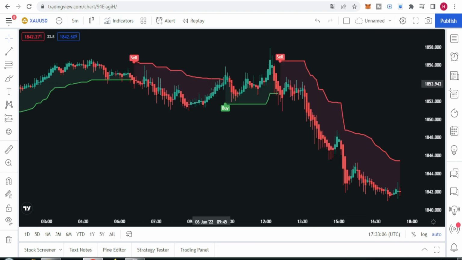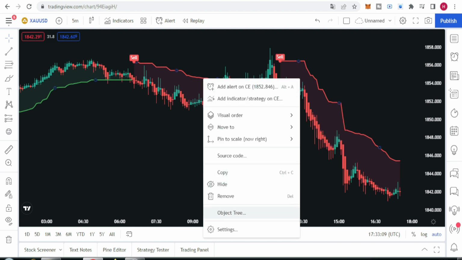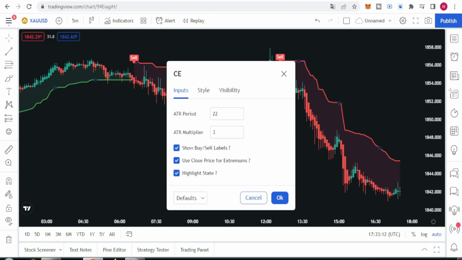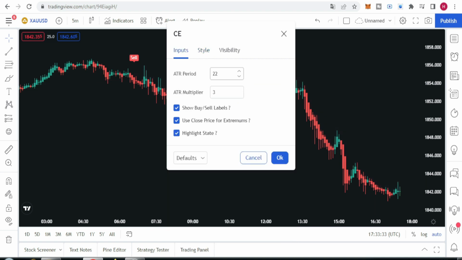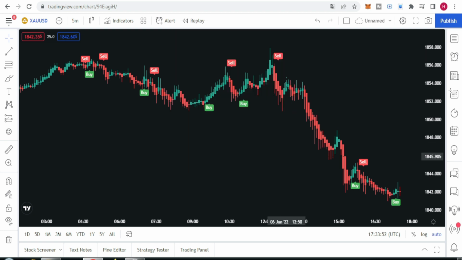Now it's time to set our settings. Simply click on Settings, and let's begin with Style section. First, uncheck all these boxes. Then in the Input section, set the ATR period to 1 and the ATR multiplier to 1.85. The last thing to do is to uncheck the second box and we are done. We are now ready with our indicator.